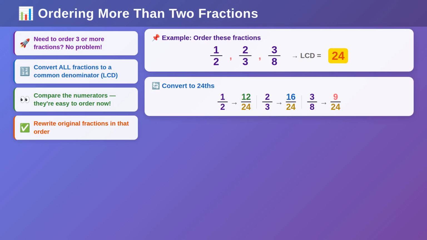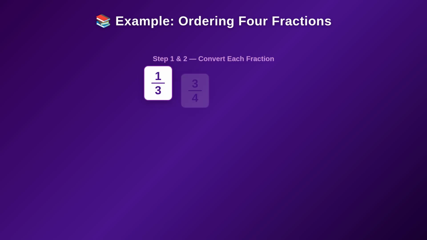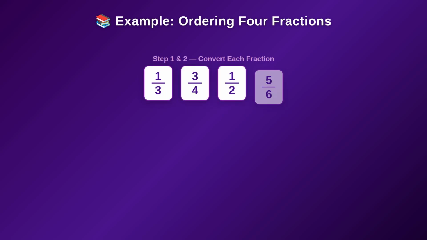Look at this example: 1/2, 2/3, and 3/8. The LCD of 2, 3, and 8 is 24. Convert them: 12/24, 16/24, 9/24. Order the numerators: 9, 12, 16. So the order is 3/8, then 1/2, then 2/3.